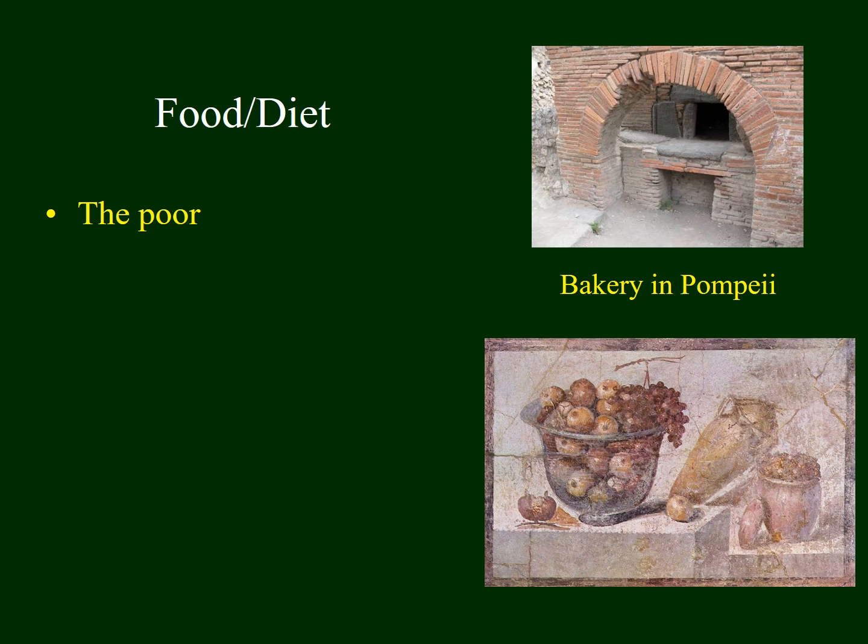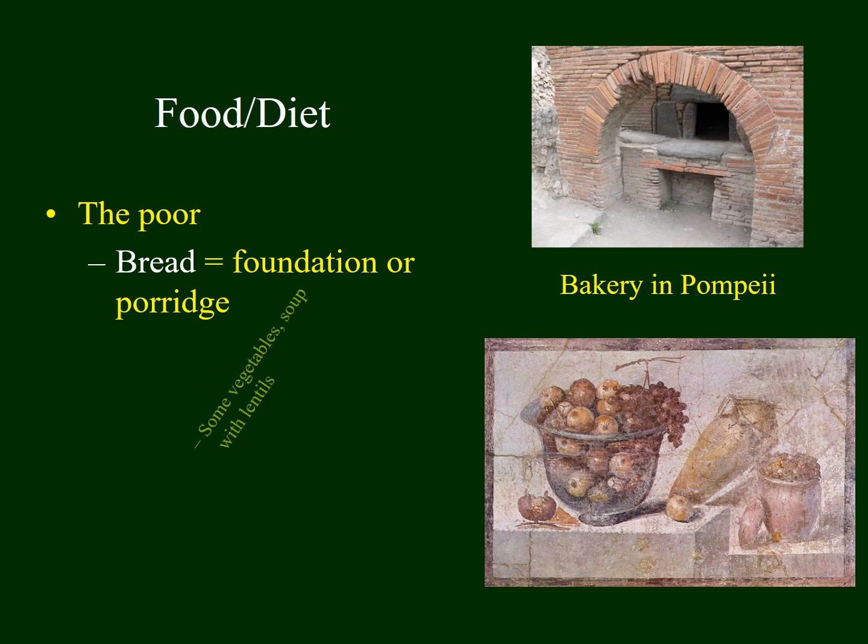Again, bread would be important for poor people as well. And in the upper right-hand corner here, we see a bakery in Pompeii. Poor people also would eat a porridge. Often this was old bread, and they had hot water that was poured over the top of it, kind of like a cream of wheat or an oatmeal that we think of today.